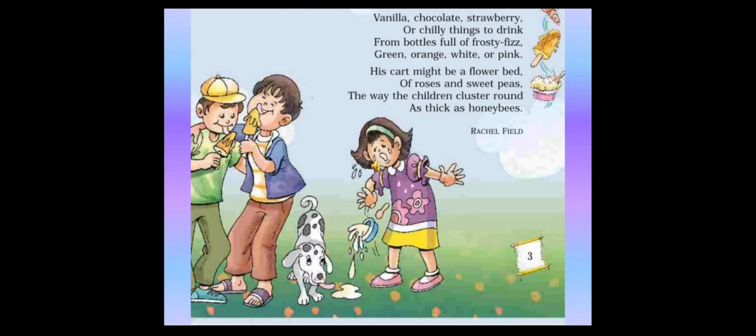Vanilla, chocolate, strawberry or chilly things to drink from bottles full of frosty fizz, green, orange, white or pink. Okay, so let us break each of the parts and discuss. Very first line says vanilla, chocolate, strawberry. What do you think these things are? These are the different flavors of ice cream.